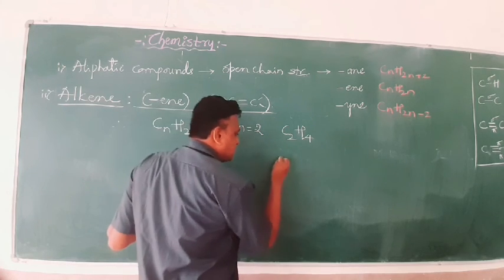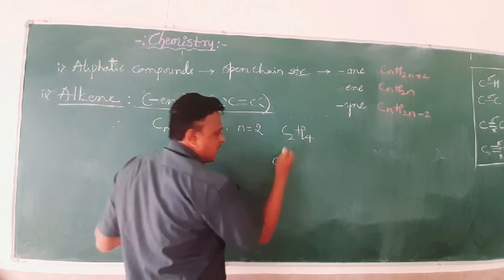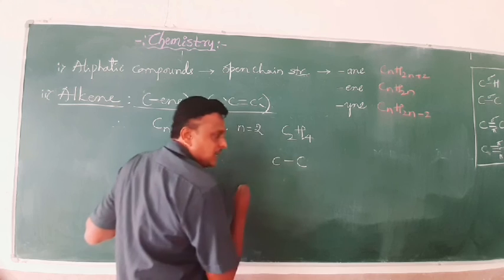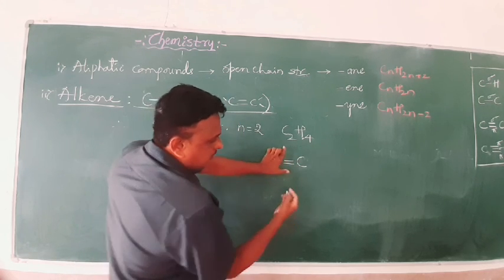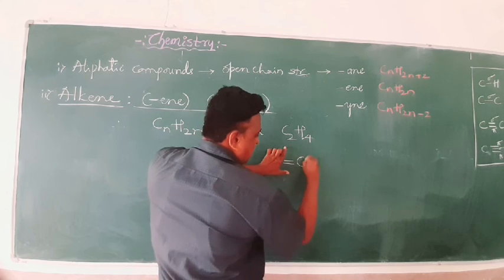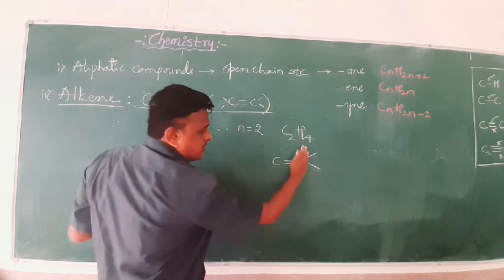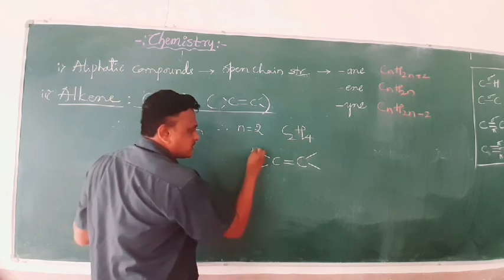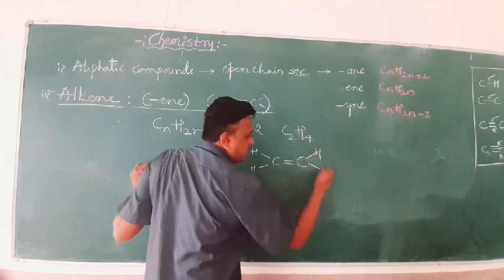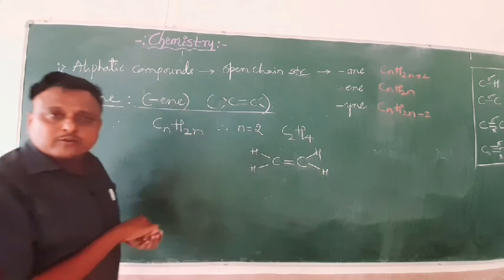C2H4. Now you can write the skeletal structure: 2 carbons. In an alkene there is a double bond. Carbon valence is 4, so with 2 bonds between the carbons, the total hydrogens are 4. This is 1, 2, 3, 4. There are 4 hydrogen atoms.